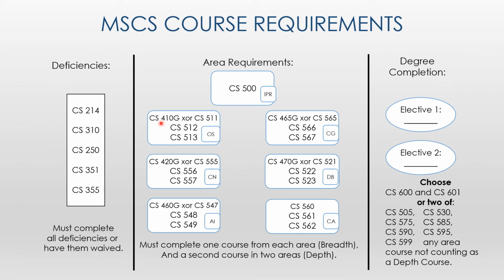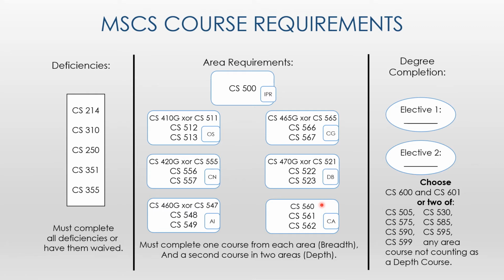All these boxes are set up the same way. So we have a box for operating systems, we have one for computer networks, we have one for artificial intelligence, we have one for computer graphics, we have one for database, and we have one for computer architecture. The only difference down here in the architecture is there's only a 560. There's not a 400 level G course for you in that particular category. It's just 560 that you can take there.